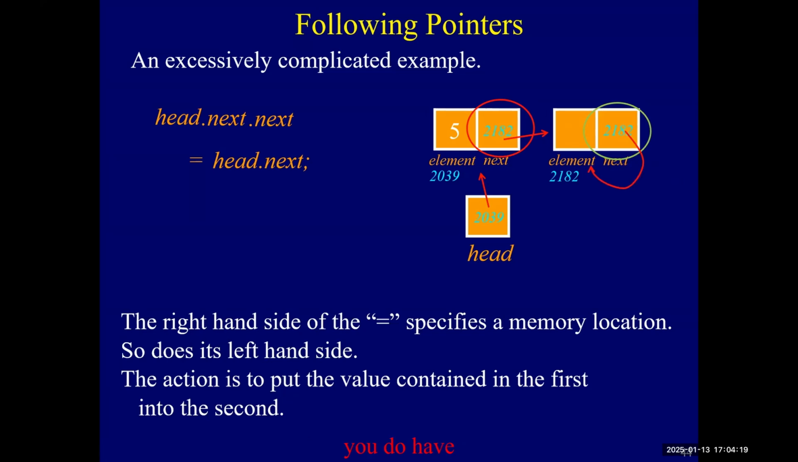So you can see you do have to think about this. You have to trace it out and think, which box is this naming? Which box is this naming? Take the value out of one box and put the value in the other box.